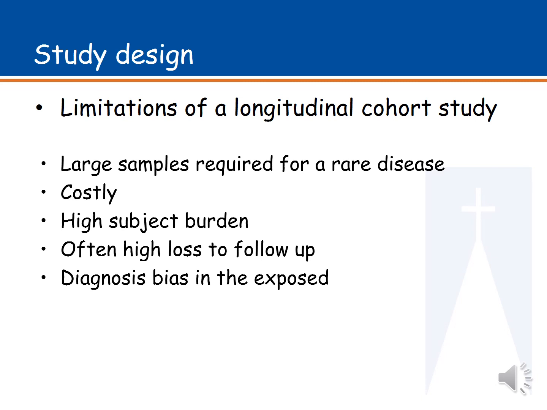So if you have a large sample size or a long time frame, so let's say it takes 30 years to develop the disease, that's going to cost a lot too. There's a high subject burden because it means that they can't just answer all the questions in one go or over a couple of weeks. You're going to keep coming back to them over a longer time frame, and they will have to answer the questions at least at the beginning and at the end of the process. So because of that high subject burden, there is often a high loss to follow-up. So that is going to be a source of bias in your results.